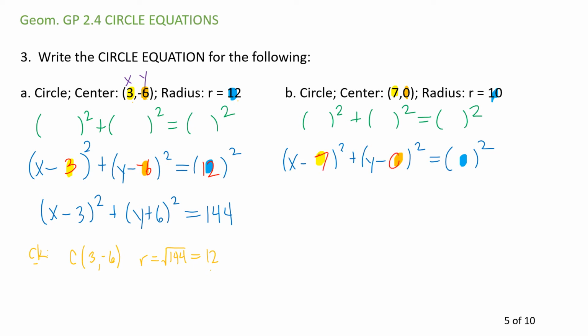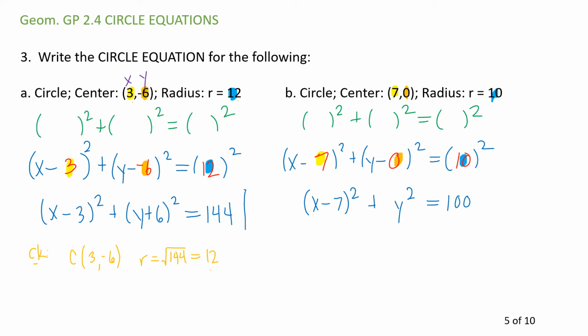Well, I forgot to plug them in. There's a 7, 0, and 10. That's the answer. I'm going to simplify it, or clean it up. x minus 7 squared plus y minus 0 squared is just y squared. You don't need the parentheses, and you don't need the 0.